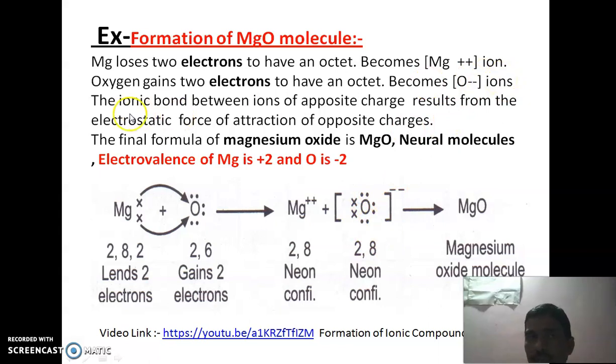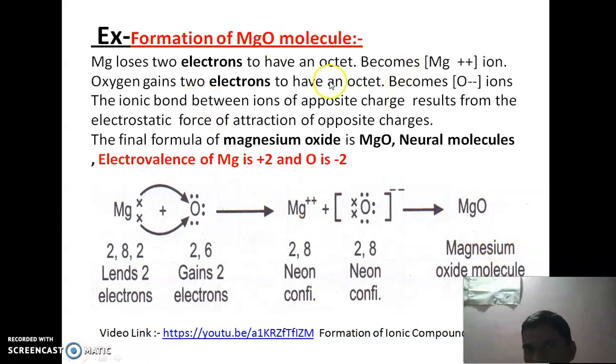Okay, the ionic bond is formed between ions of opposite charge, resulting from the electrostatic force of attraction of opposite charges. Now between these Mg++ and O-- ions, the electrostatic force of attraction brings them together and forms the neutral molecule MgO, and between the magnesium and oxygen a bond is formed. This bond is known as the ionic bond or electrovalent bond. This is neutral magnesium oxide.